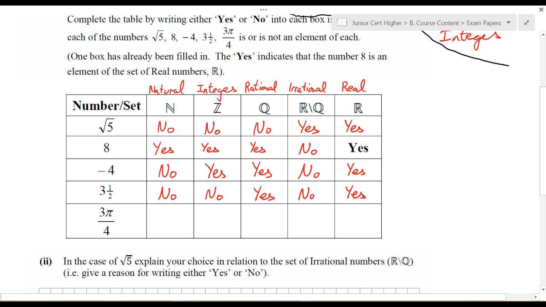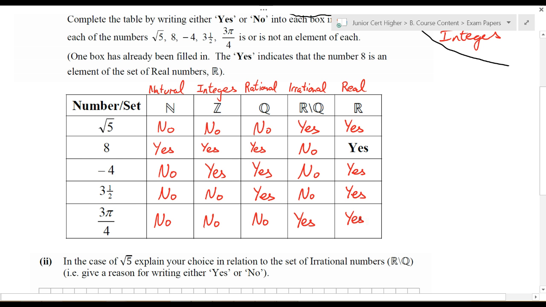And the last one, 3 pi over 4. Well, pi is an irrational number. Multiplying it by 3 and dividing it by 4 does not change that. So no, it's not a natural number. It is not an integer. It is not a rational number. It is irrational, and of course again it is real, because all numbers are real.